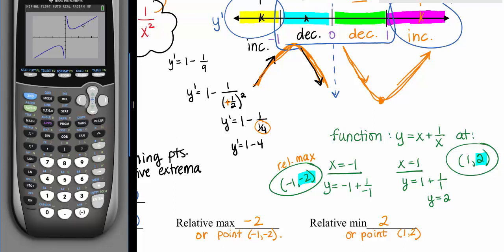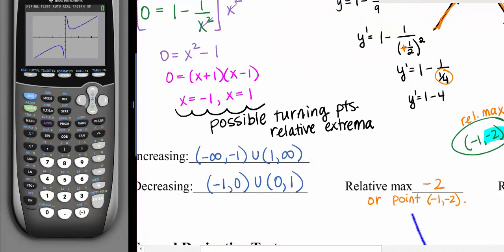And that is exactly what we said for the intervals that we have. There they are. So negative infinity to negative 1, union with 1 to infinity for increasing, and decreasing the in-between.